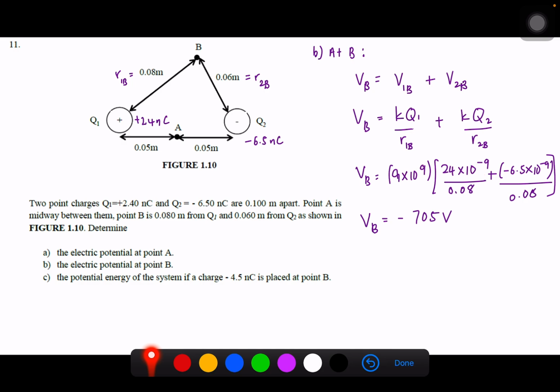And then I just substitute the charges. Remember that the potential here is a scalar quantity. So if you have a negative sign over here, just remember, negative for scalar quantity. And then the answer should be negative 705 volt. If you get negative, you just leave the answer like that.